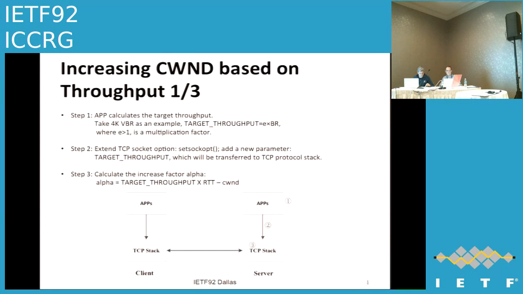Then in step 2, we need to extend the TCP socket options. For example, here we need to add a new parameter, target throughput. This parameter will be transferred to the TCP protocol stack. And in the third step, we calculate the increase factor alpha. Alpha is equal to target throughput multiplied by RTT, minus the congestion window. Next, please.